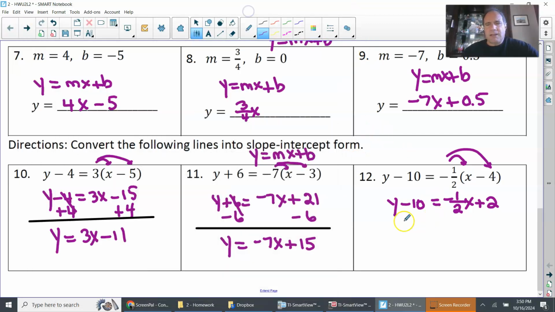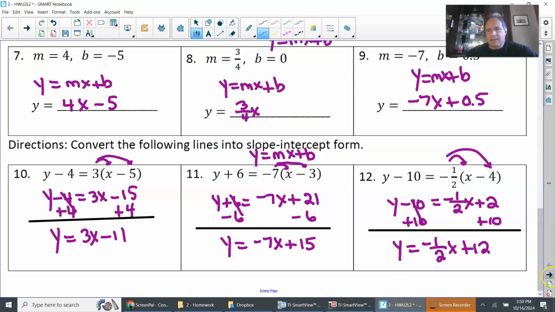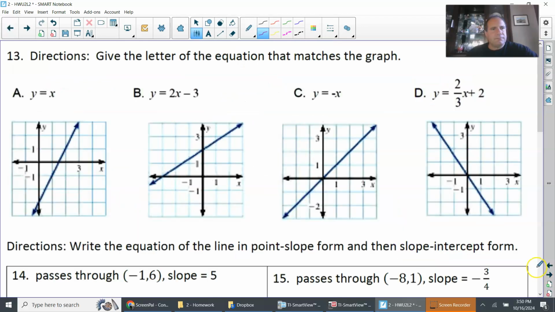Now we are ready to go and add 10 to both sides. We are going to cancel this. Y equals negative a half x plus 12. And that is it for that part of the homework.